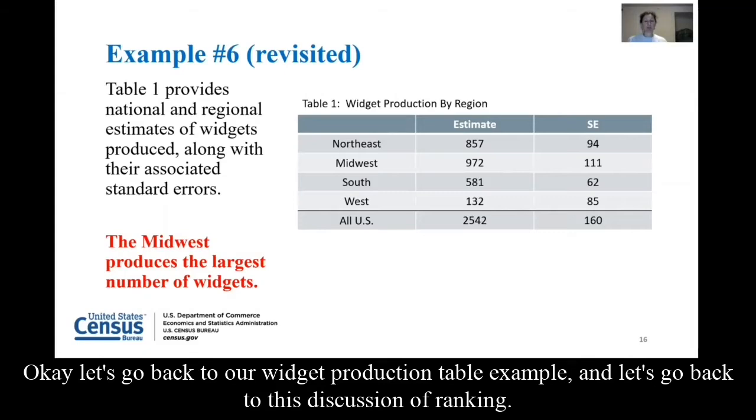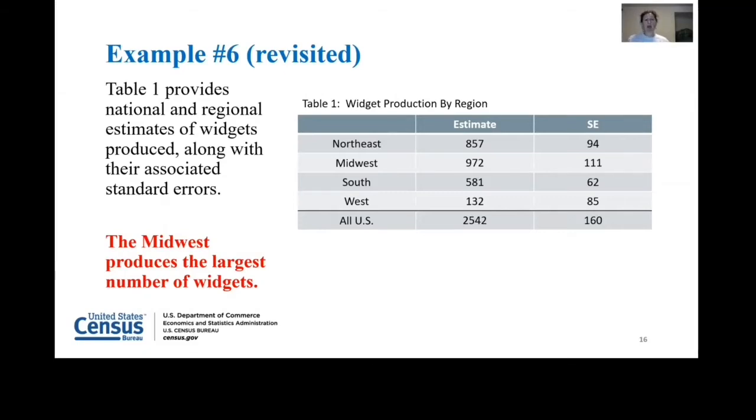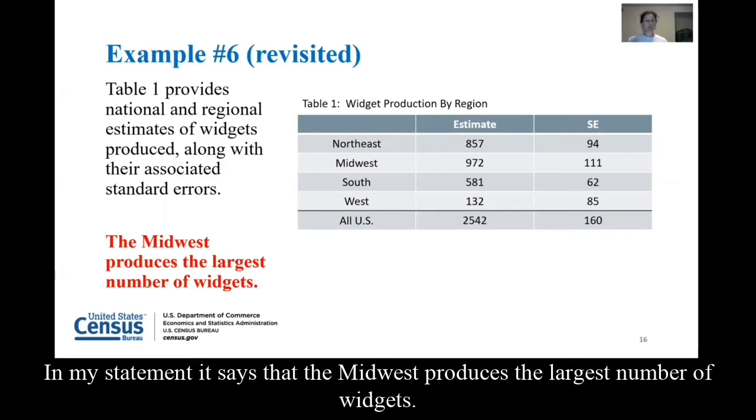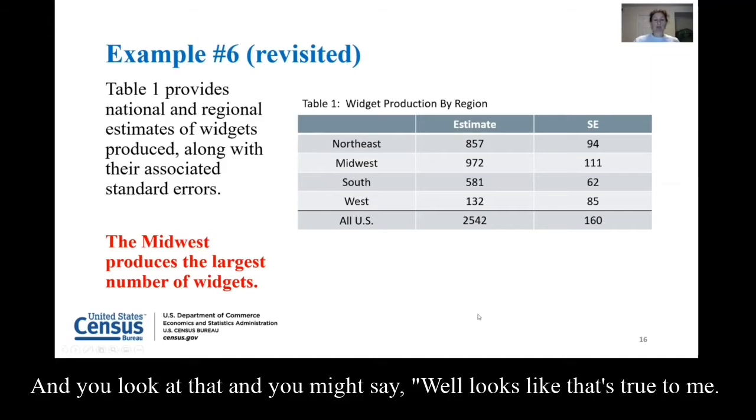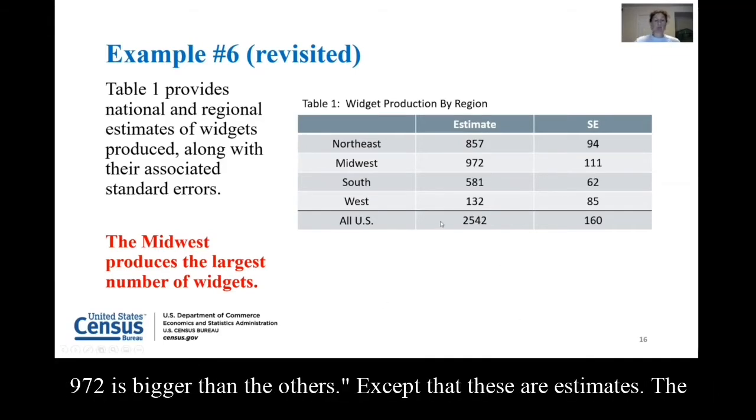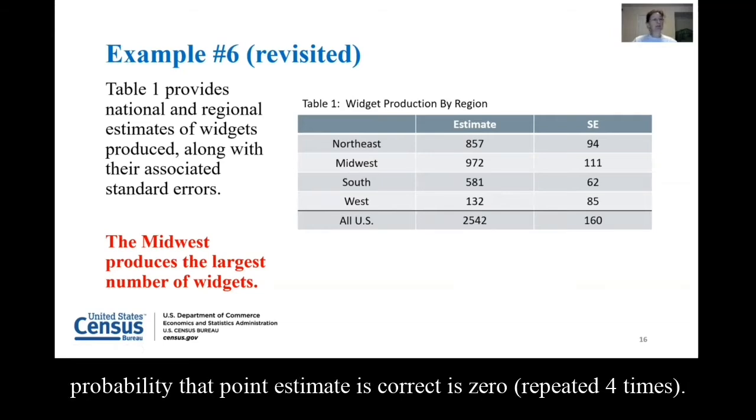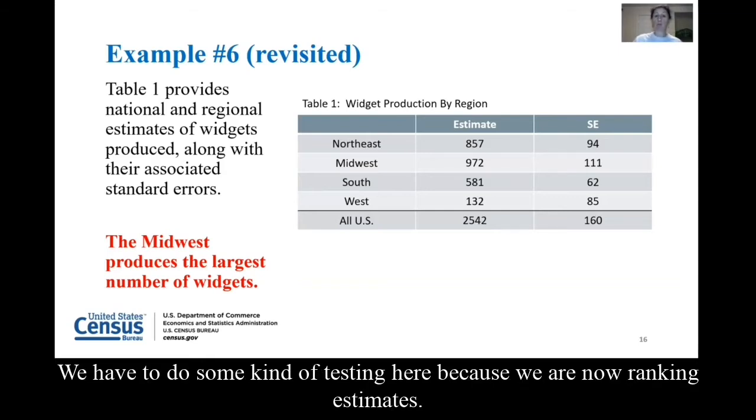And let's go back to this discussion of ranking. In my tag statement that says the Midwest produces the largest number of widgets, you look at that and you might say, well, looks like that's true to me. 972 is bigger than the others, except that these are estimates. The probability the point estimate is correct is 0.0000. We have to do some kind of testing here because we are now ranking estimates.